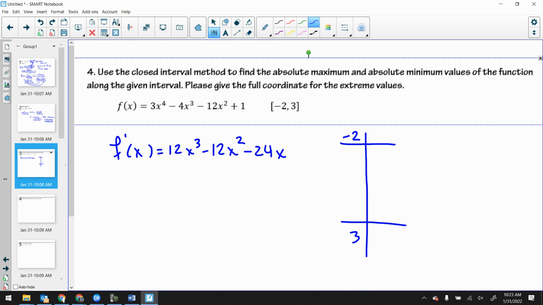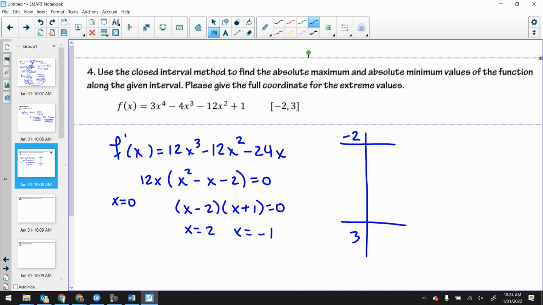Factor out a 12x, it looks like. And that's x squared minus x minus 2 equaling 0. So I know that I have x equals 0, so I can put that in there. Well, I better keep them in order. And then we factor that. Factors of negative 2 that add to negative 1: negative 2, positive 1. So we have x equals 2, x equals negative 1. So we have negative 2, negative 1, 0, 2.